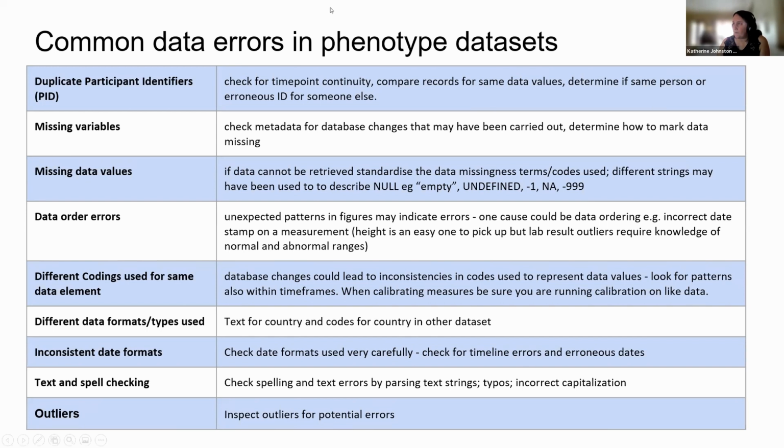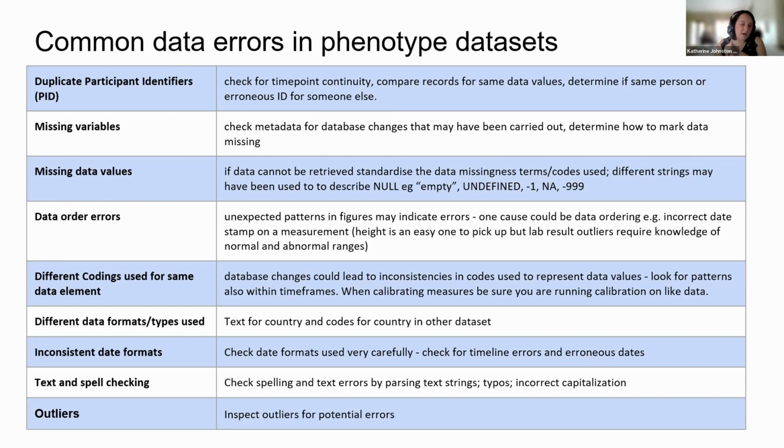So some of the ways you may do it is you may check time points for continuity in the data. You may compare across the records for same data values. And if you find that they're completely different, you may need to make the decision that this is either an erroneous ID and see if there's a way to resolve it, or you may need to make the decision to remove it if it's a record that you cannot associate with an identifier.